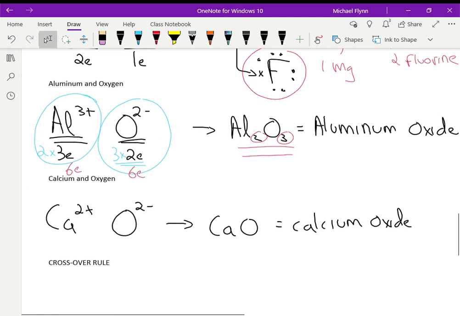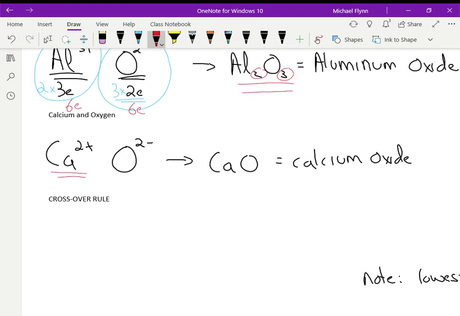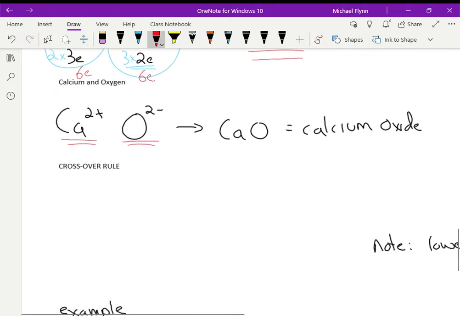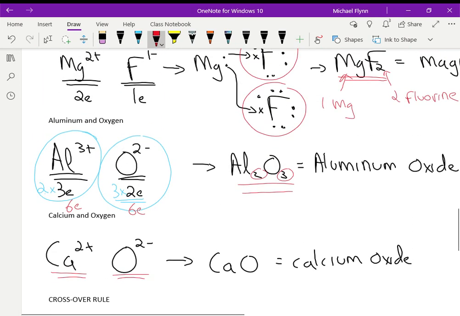All right, let's do another example. Calcium has a charge of 2 plus. Oxygen has a charge of 2 minus. When they combine, it's 1 to 1, not 2 to 2. It's 1 to 1 because for every calcium that wants to give away 2 electrons, all you need is 1 oxygen.